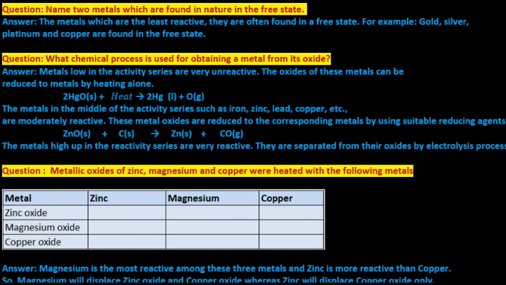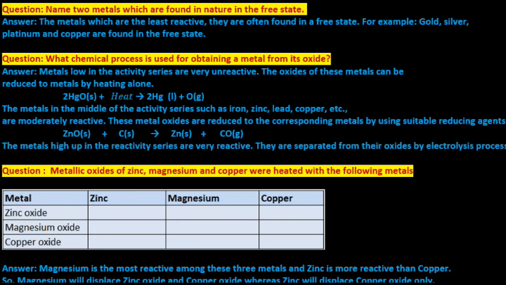The metals in the middle of the activity series such as iron, zinc, lead, copper, etc. are moderately reactive. These metal oxides are reduced to the corresponding metal by using a suitable reducing agent. For example, ZnO plus C gives Zn plus CO. The metals high up in the reactivity series are very reactive. They are separated from their oxides by the electrolysis process.